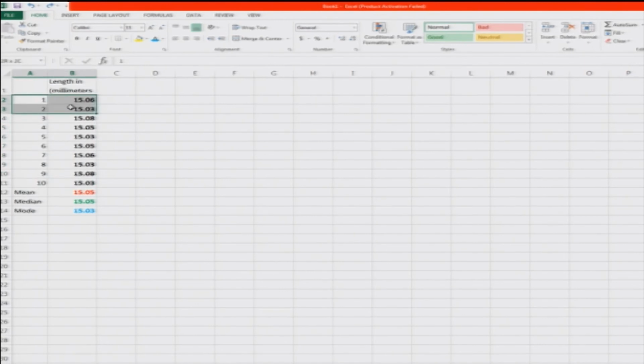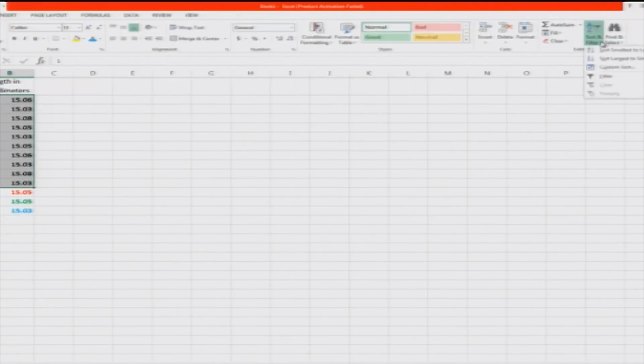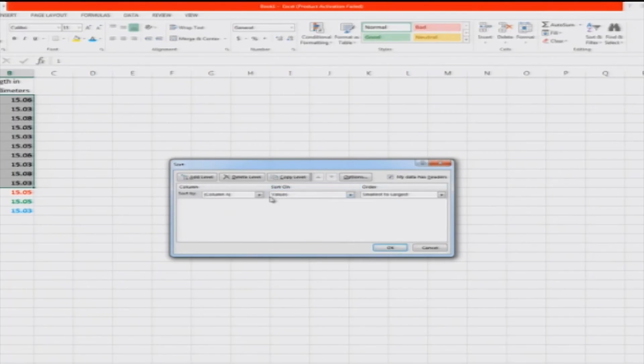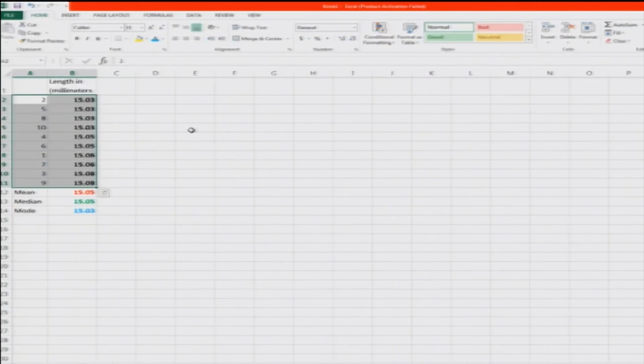So, I would like to sort column B, these values, in ascending order. I will do a custom sort here. I will select sort by not column A, but length in millimeters, which is column B, values smallest to largest. Now, these values are arranged in ascending order. If we need to calculate the median the way we said, with the 10 values, we can find the middle value, since this is sorted in ascending order.